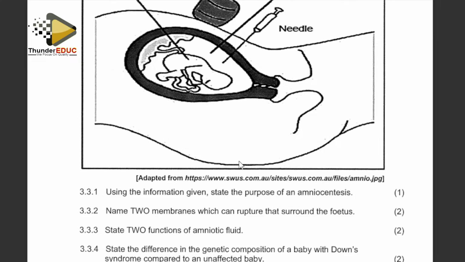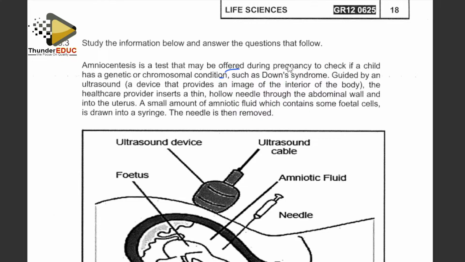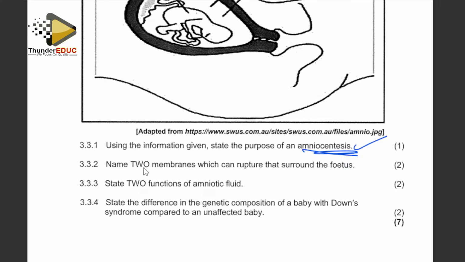Using the information, state the purpose of the amniocentesis. They talked about it here: to check if the child has a genetic disorder or chromosomal condition. That is the answer for number 1. Done. Name 2 membranes that surround the fetus. We said it is the extraembryonic membranes: amnion, and then what? Chorion. Yes, it's the amnion and the chorion. Some of you pronounce it differently, but yes, chorion.